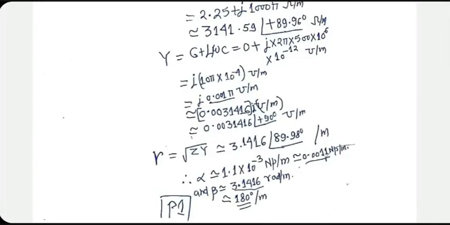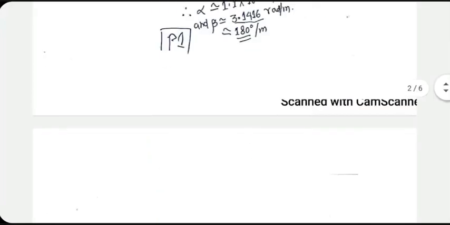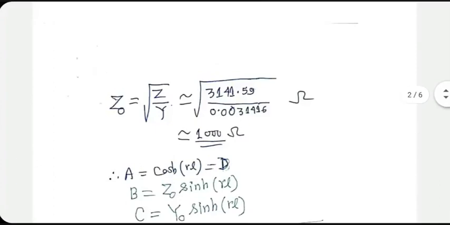Alpha, you can double check, turns out to be 0.0011 Neper per meter. Beta turns out to be 3.1416 radian per meter. So far, so good. Z naught also needs to be calculated. It is the square root of Z divided by Y.